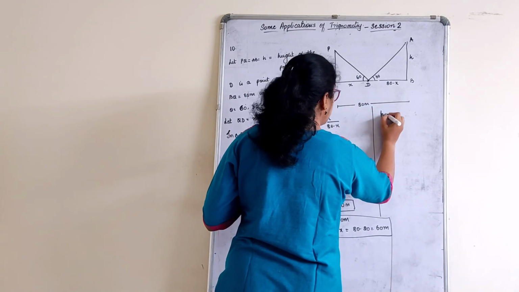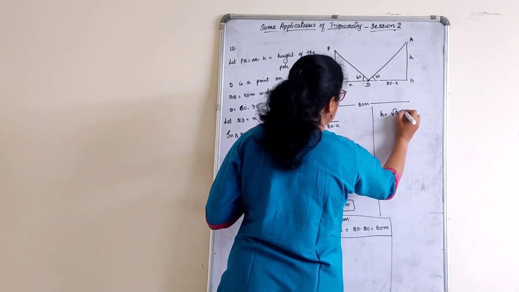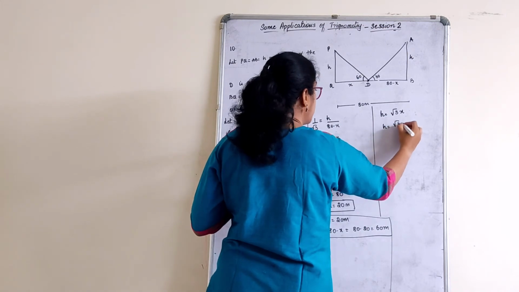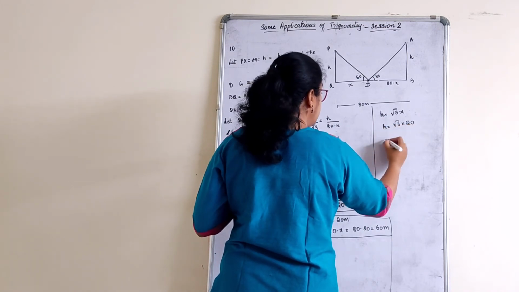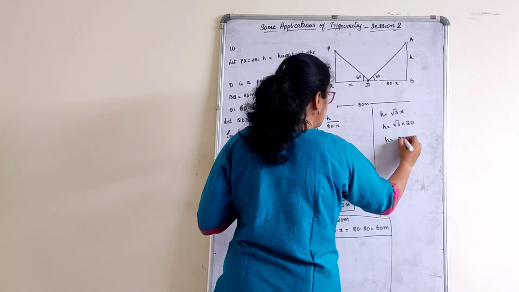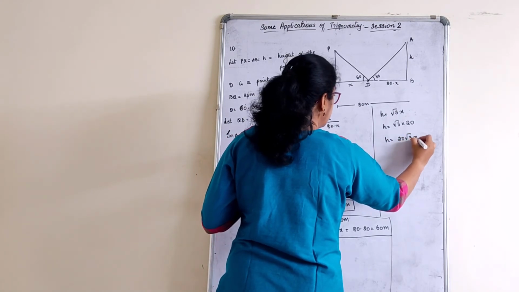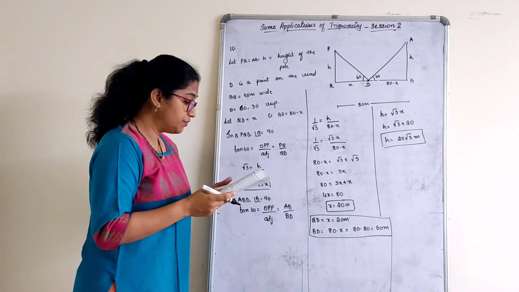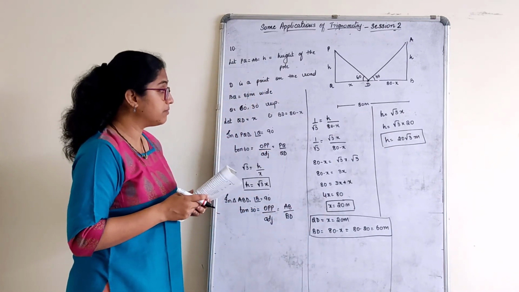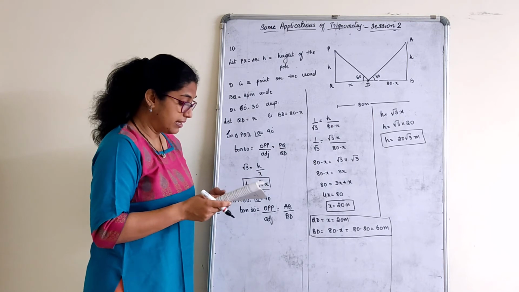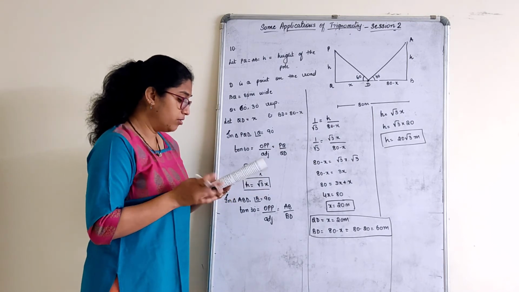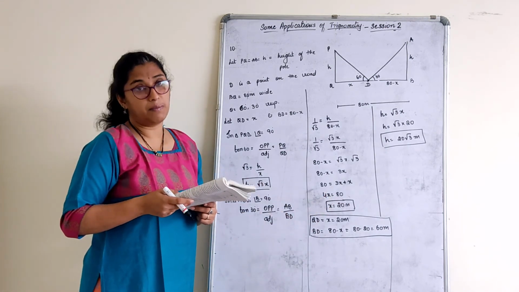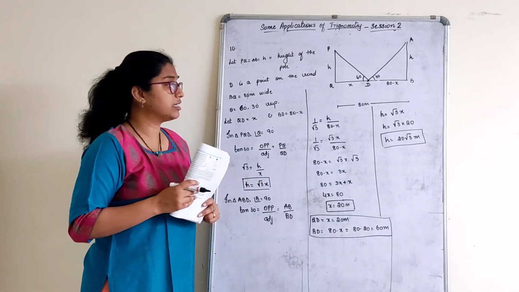Height of the pole, we can use this. H is equal to root 3x, where h is equal to root 3 into, what is it? 20. So height is equal to 20 root 3 meter. Therefore, height of the pole is 20 root 3 meter, what you can give here. Then the poles are at the distance of 20 meter and 60 meter apart. That's what you can give as the conclusion.